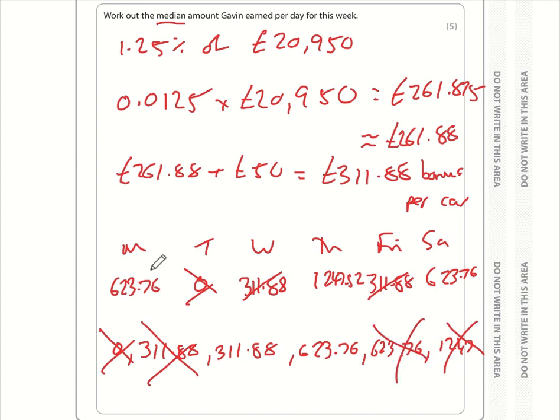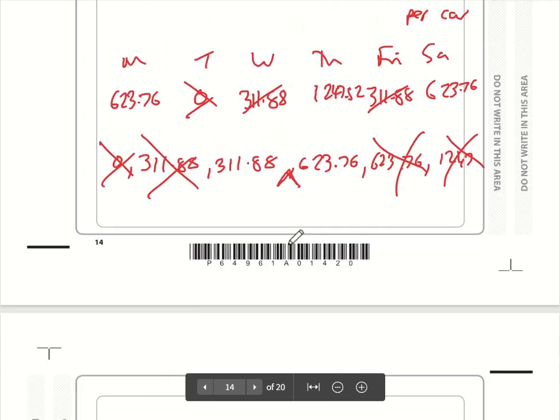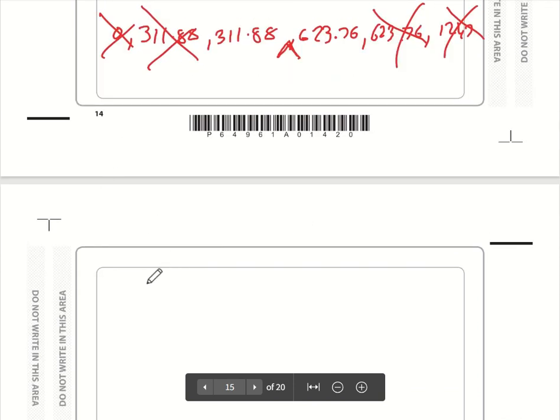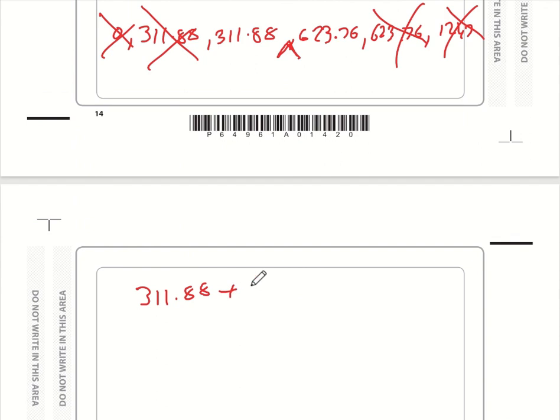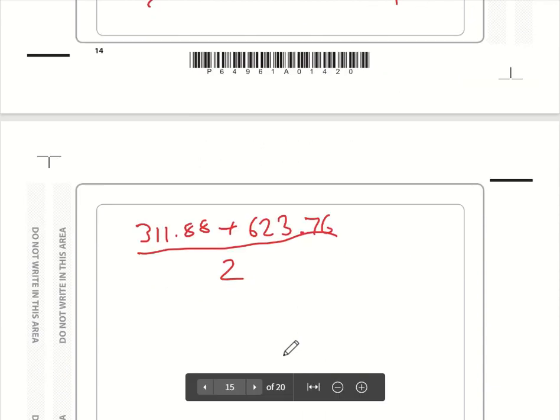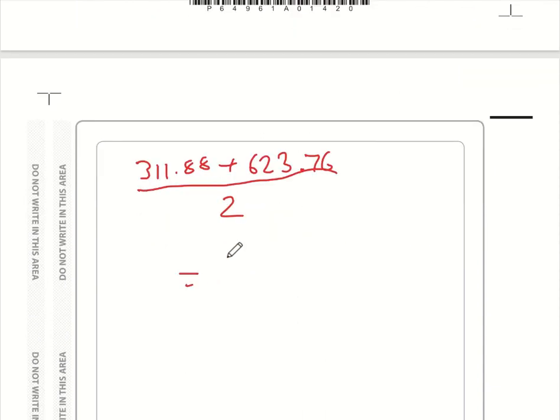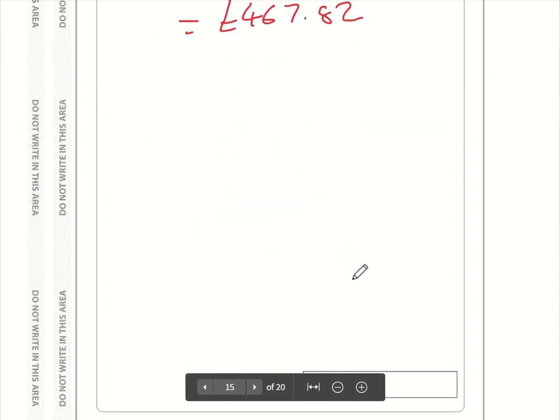I've got 2 in the middle, and that's because I've got 1, 2, 3, 4, 5, 6, an even number of values. So what I need to do now to work out the median is work out what is halfway between these 2 values, and the way to do that is simply to add them together. 311.88 plus 623.76, and then divide that by 2, and when that is done we get a total of £467.82. So that is the median commission, 467.82.